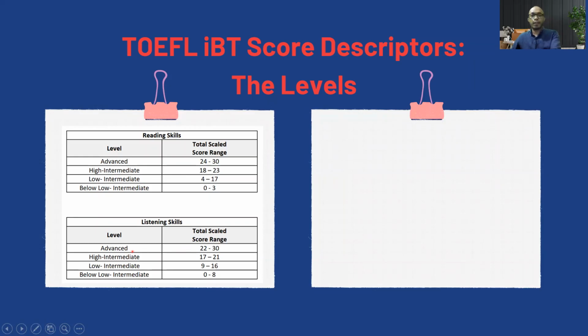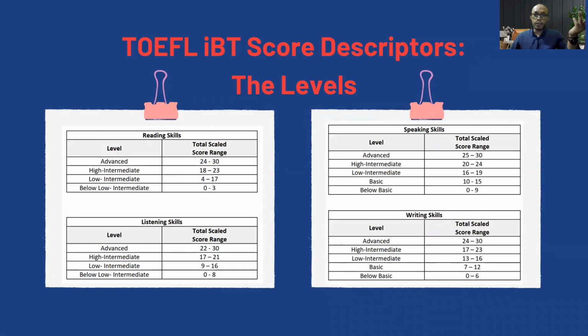Now, the speaking and writing skills have their own leveling system, and it's not very different. The difference is perhaps just one additional level. So it goes up from below basic to basic, low intermediate, high intermediate, and advanced. And this again will depend on the score that you obtain from the sections.